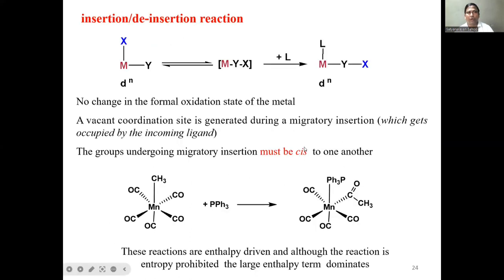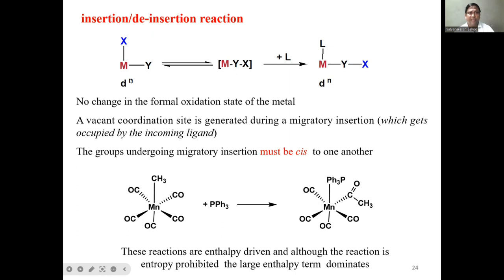So now we'll move to the next portion, that is insertion or deinsertion reactions. Insertion is the insertion of a molecule into the organometallic compound, and deinsertion is the reverse process of that. For example, here you can see the starting complex. First there is a migration of X over Y, so we get the intermediate. Now this ligand L can insert into the organometallic compound, so we have this new M-L bond and this Y-X bond.